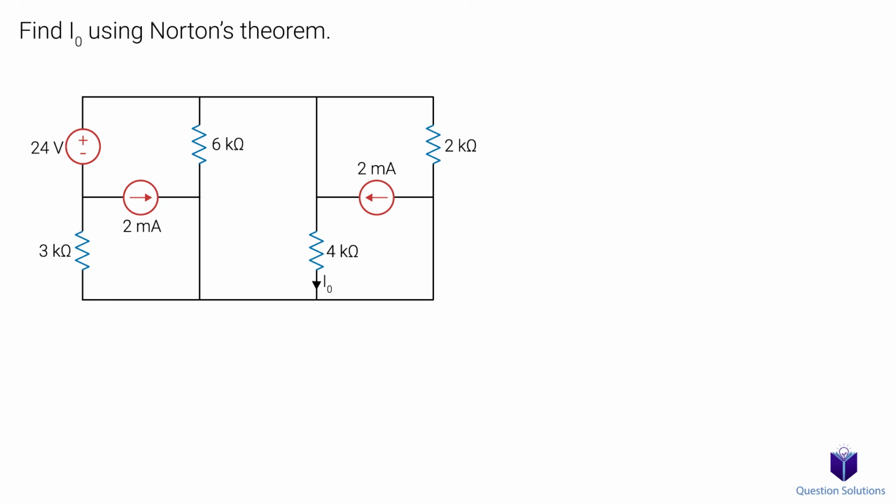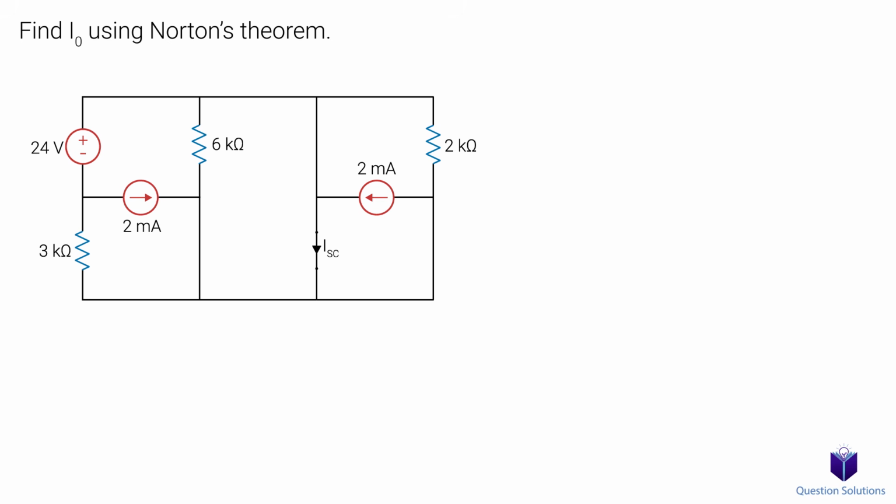Let's take a look at this question where we need to find I0 using Norton's theorem. I0 is the current flowing through this 4K ohm resistor, so let's remove it. Let's create a short circuit between the terminals of where our load used to be and label our ISC.